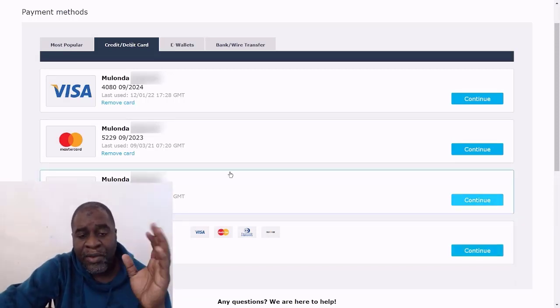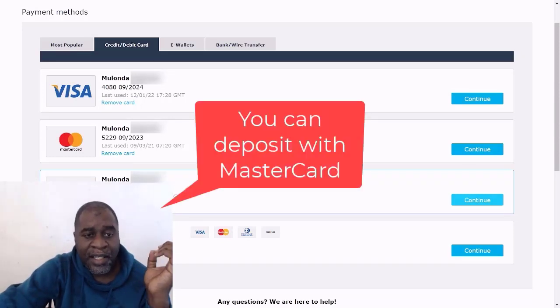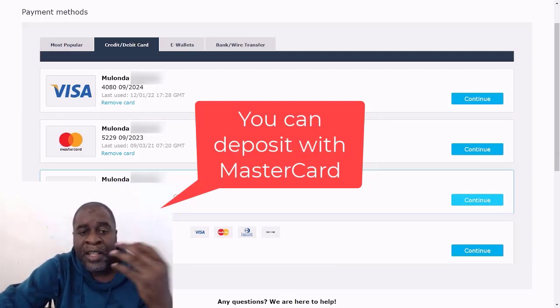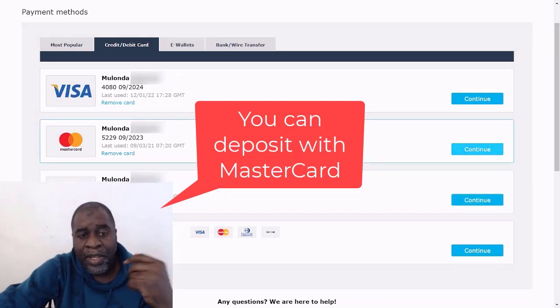So in case of those of you like in Nigeria who have got funds sitting in their MasterCards and want to use it for trading, you don't need to deposit the MasterCard into Skrill and then try to deposit on a trading platform, because that doesn't work, as you know. You can actually deposit direct with the MasterCard.